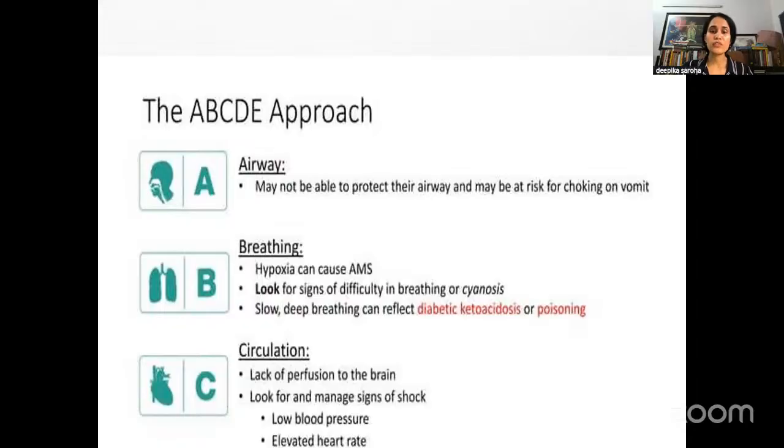Look for signs of difficulty in breathing or cyanosis, or respiratory rate, such as a slow and deep respiratory rate, which is seen in diabetic ketoacidosis or poisoning itself. Circulation: look for BP, pulse, such as in a shock patient, you can have low blood pressure or elevated heart rate.